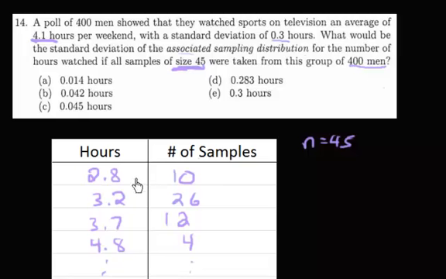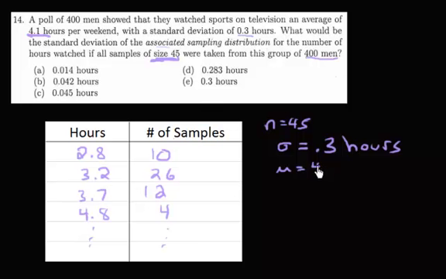Now we had formulas for this. Okay, what we have is sigma, which is 0.3 hours, because we're given that. We have the mean, which is 4.1. We have the sample size of 45, and then we have our population, which is 400. So the formula we're going to use is sigma x bar. This stands for the sampling distribution standard deviation. And the formula is going to be sigma over root n.